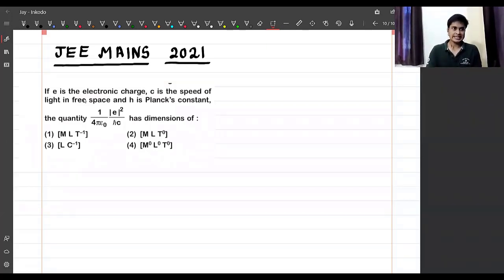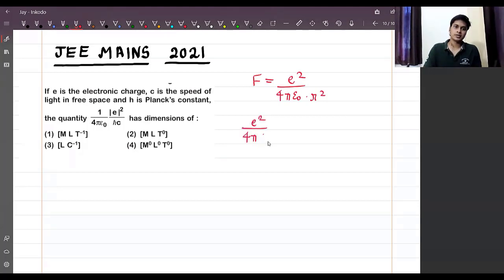In this question, e is the electronic charge, c is the speed of light in free space, h is the Planck's constant, and we need to find what dimensions this quantity has. So if I see e square by 4 pi epsilon naught, I can relate it with the force. Force is e square by 4 pi epsilon naught into r square. So e square by 4 pi epsilon naught, that is the force between two electrons, can be written as force times r square. If I want to write the unit of this quantity, it will be Newton into meter square.